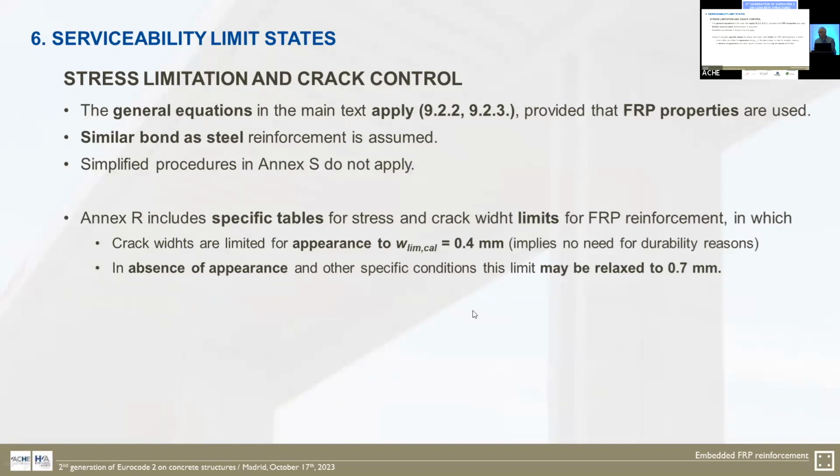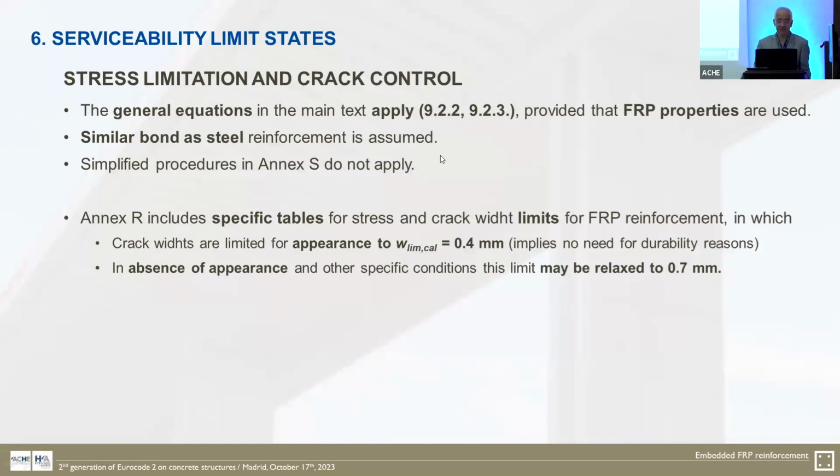Serviceability limit states are very important here because of the low modulus of elasticity. So we may have large cracks and deformations. So the general equations in the main text apply, provided that you are using the FRP properties. It is considered that this material has similar bond as a steel reinforcement, which may not be true always, okay? But in my opinion, we always have the possibility to include the bond because we have bond parameters in the equations for cracking. Simplified procedures in Annex S do not apply.